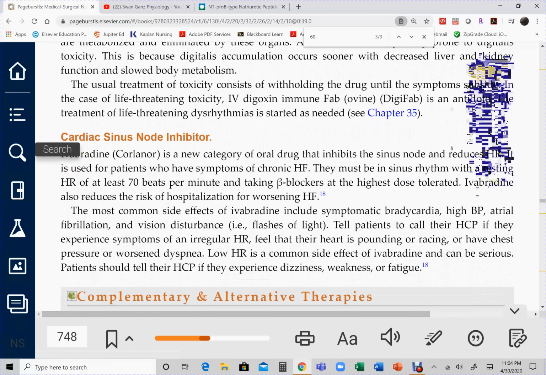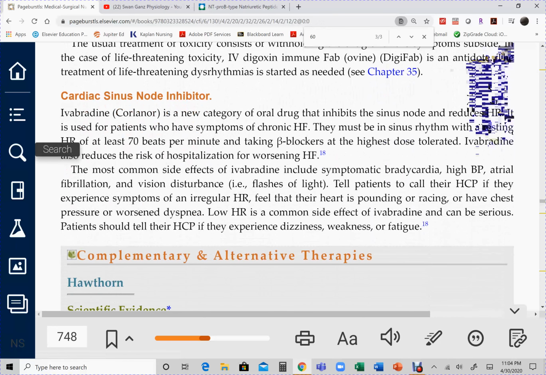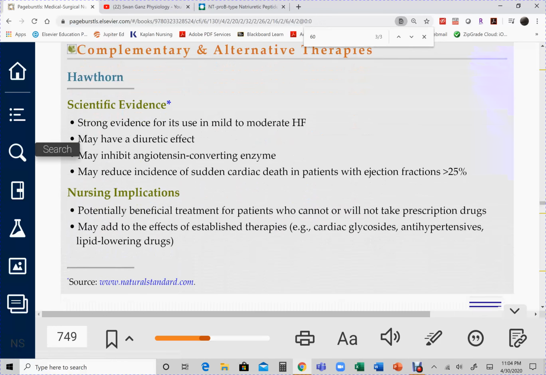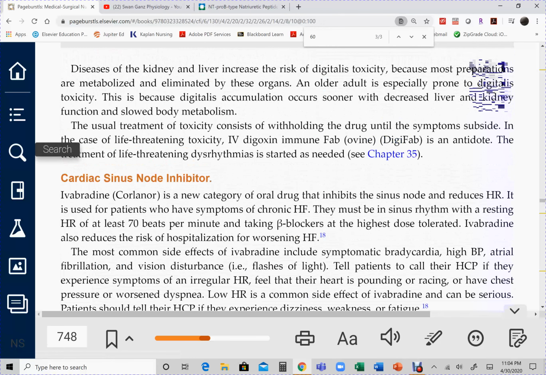We will not test this drug, as I already mentioned. This is not common. Oh, by the way, the Digibind, which is the antidote, or Digifab, is only given if you have a digoxin level of, let's say, 2.5 or more.